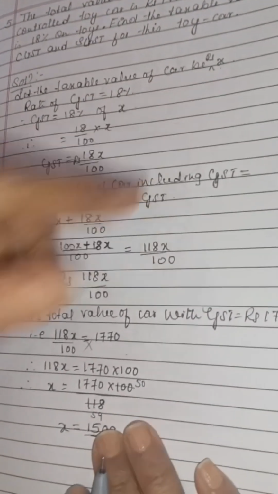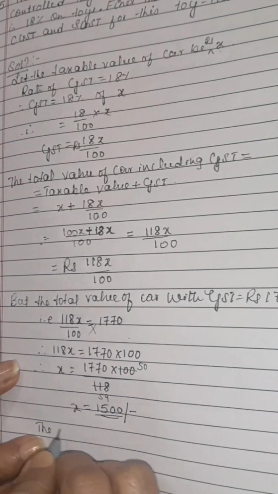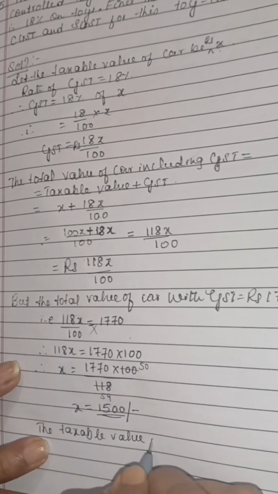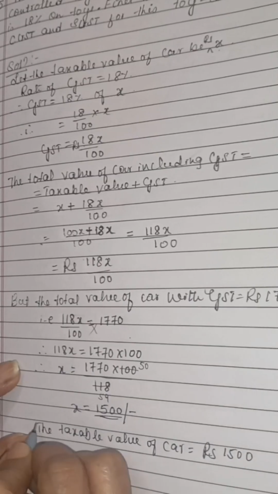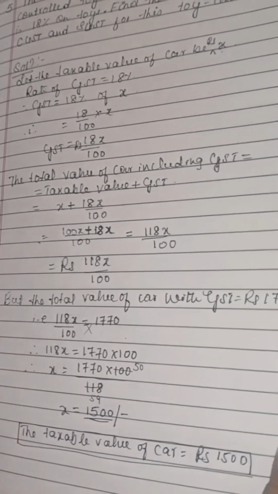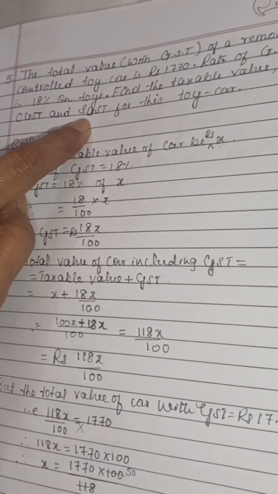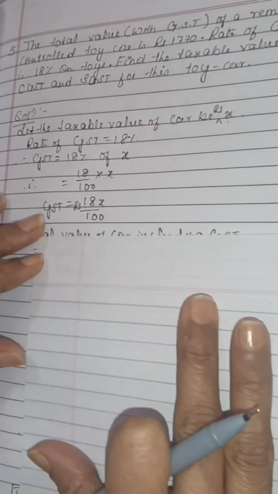What is X here? X is taxable value of, therefore, rupees. The taxable value of car is rupees 1500. Just highlight it because this is the question here. Find the taxable value. Also you have to find out CGST and SGST. The taxable value of car is 1500. Now we have to find out CGST and SGST.